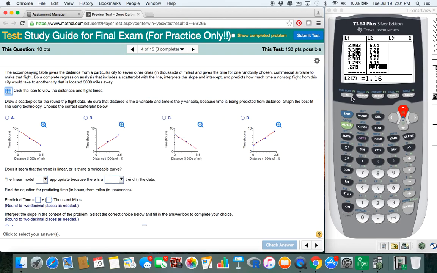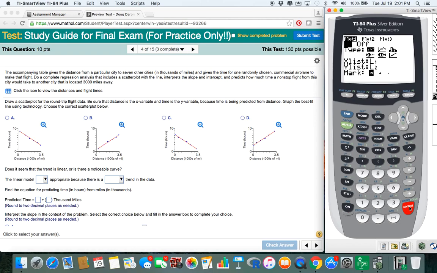All right. So the first thing I want to do is make a scatter plot and try to compare it with the one they're given there. Make sure it's on, make sure the first one is selected, and I have X list and Y list there. Okay. So I'm going to go zoom 9, and I can see that I got some junk in there. So let me go into Y equals and get rid of all that stuff. All right, cool.